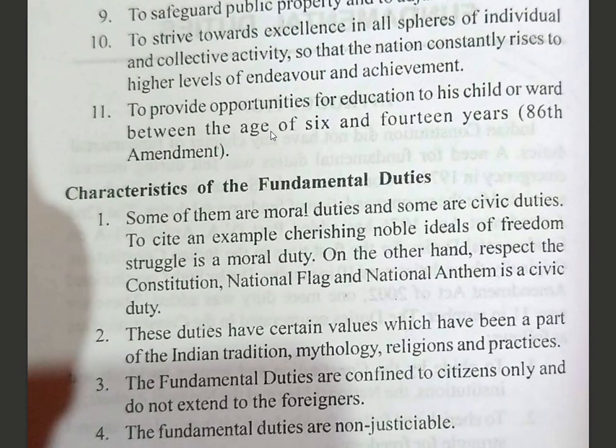And also to provide opportunities for education to his child or ward between the age of 6 and 14. So it was the 86th amendment. It was a new amendment that was added. Like we have to provide opportunities for education between the age of 6 and 14.